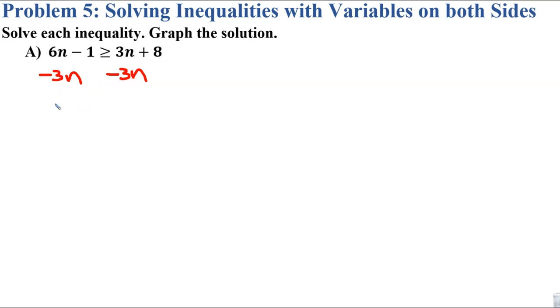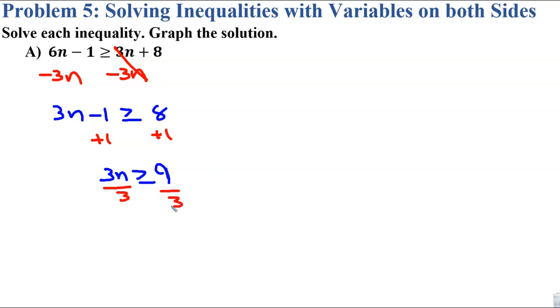If I subtract 3n on both sides, that's going to give me 3n minus 1 is greater than or equal to, on the left the 3n's cancel, 8. I can then add 1 to both sides, which will give me 3n is greater than or equal to 9. Then divide both sides by 3, and we end up with n is greater than or equal to 3 for a solution. Notice that this time, since I didn't divide by a negative, I didn't flip my sign. We'll keep it facing the same direction the whole time.